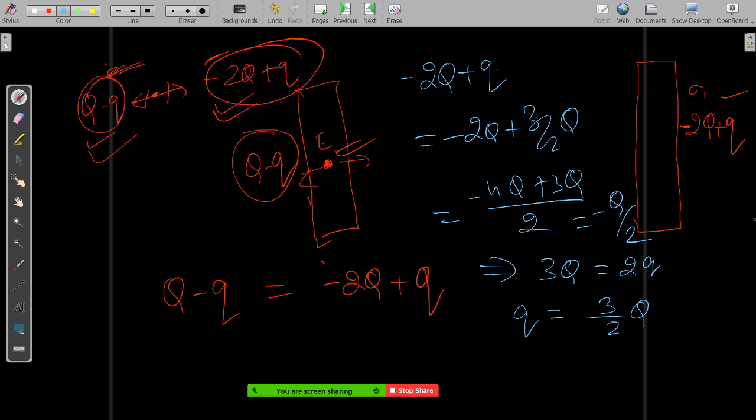Minus q by 2. So this is the charge going to get accumulated on the outer surface of the right hand side of the plate. Okay, all right.